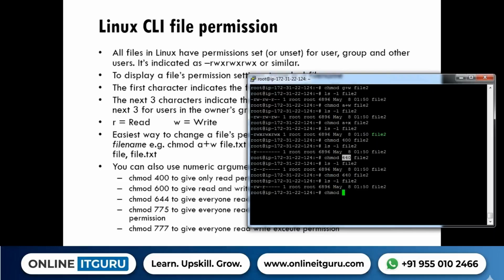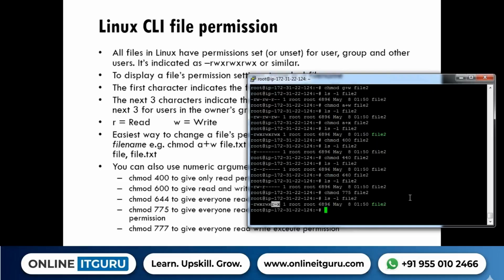Let's execute that one. chmod 775 file2. So you can see that the owner will get read, write, execution, the group will get read, write, execution, and others will get 5, which means 4 plus 1, only read and execution, no write here. See, the owner got the full permission, the group also got read, write, execution, and the last 5 means only 4 plus 1, read and execution.